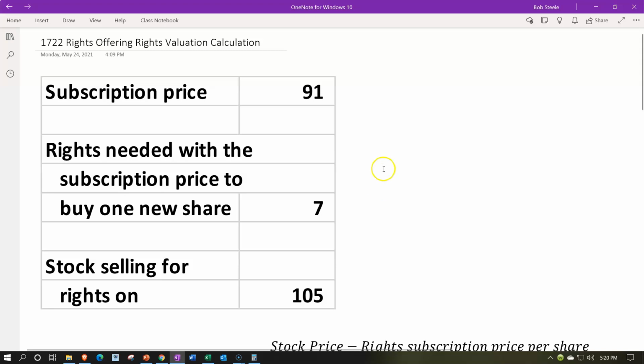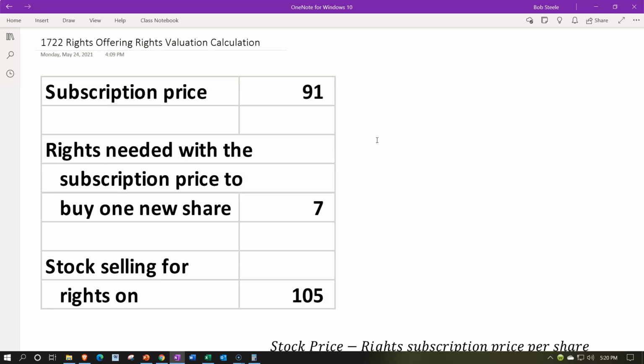So here we're going to say that the subscription price is 91. Now the subscription price means that when the corporation issues the rights, they're going to give some portion of those rights to the shareholders, possibly one right per shareholder, which is the general assumption we're going to make, meaning one right per share. Then they could purchase another stock of the new issuance at a discounted price. We're going to call that discounted price the subscription price.